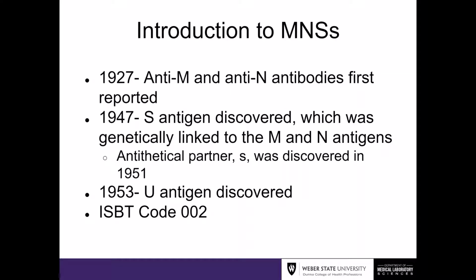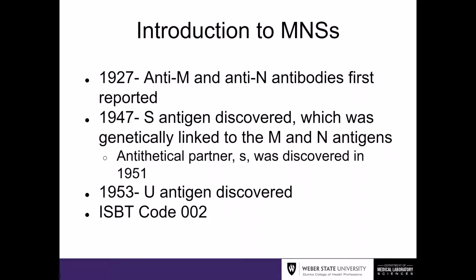In 1927, Landsteiner and Levine reported new anti-M and anti-N antibodies following rabbit sera studies where they injected rabbits with human red cells. Later, in 1947, resulting from the development of the anti-human globulin test, or the Coombs test, Walsh and Montgomery discovered the big S antigen, which was genetically linked to the M and N antigens. Then, in 1951, big S's antithetical partner, little s, was discovered.